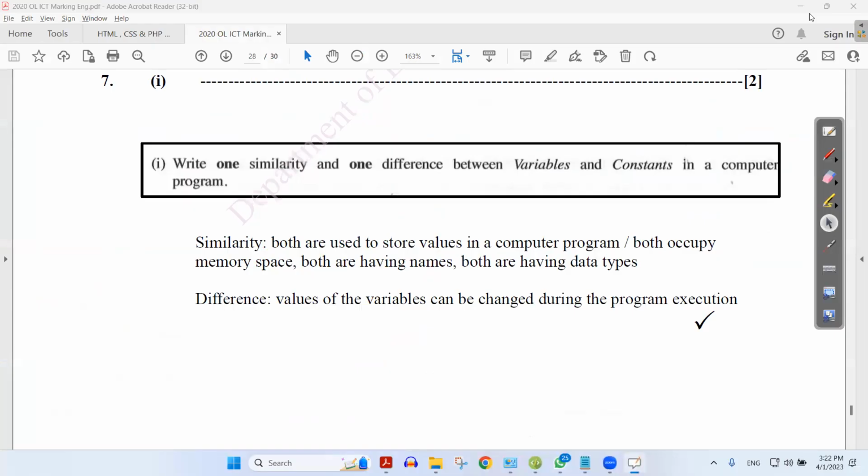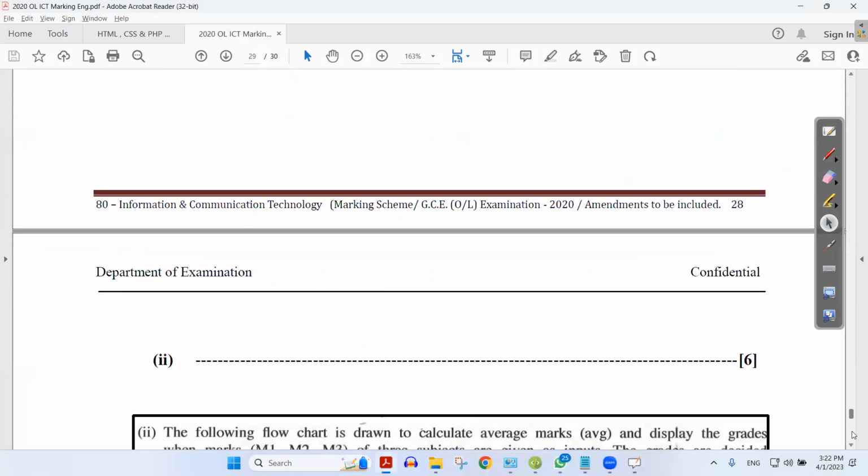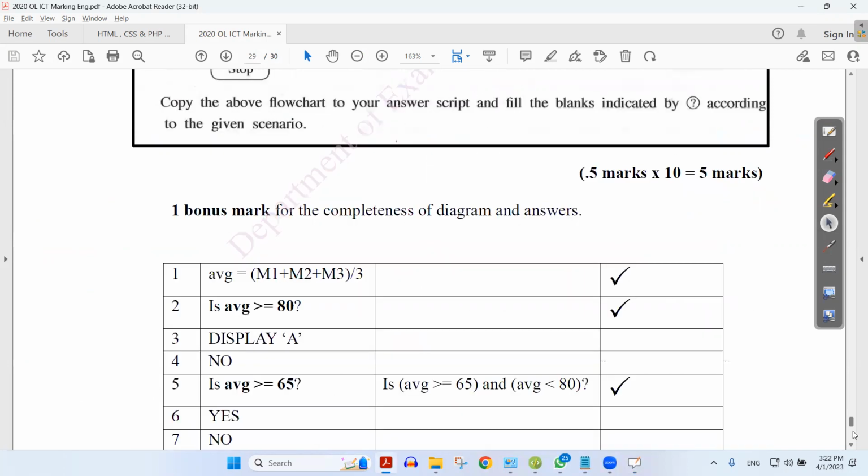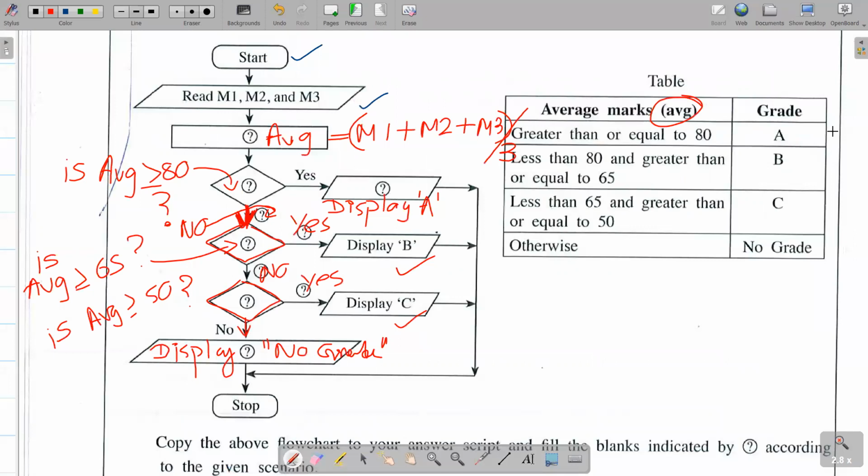So according to the marking scheme, they are giving you how much? Yeah, 0.5 marks for each point. So 5 marks altogether. There are 10 spaces. And if all are correct, then 1 bonus mark will be given. Right? So see whether you have taken these things. If everything is correct, you will be given another bonus mark.